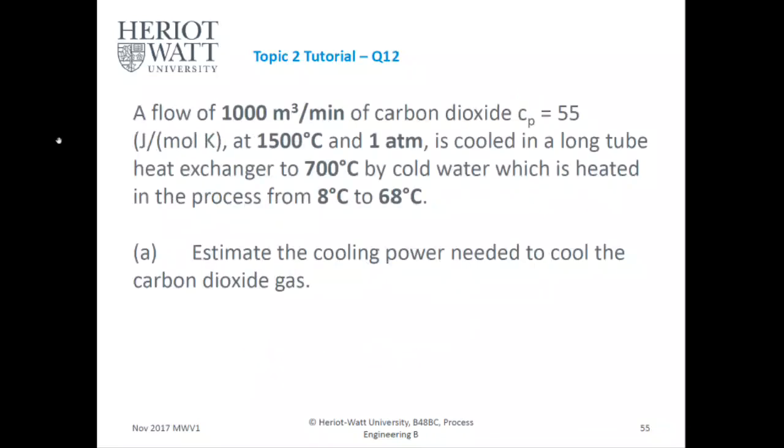A flow of 1,000 meters cubed per minute of carbon dioxide with a Cp equals 55 joules per mole per Kelvin at 1,500 degrees and 1 atmosphere is cooled in a long tube heat exchanger to 700 degrees by cold water, which is heated in the process from 8 degrees to 68 degrees. Estimate the cooling power needed to cool the carbon dioxide gas.